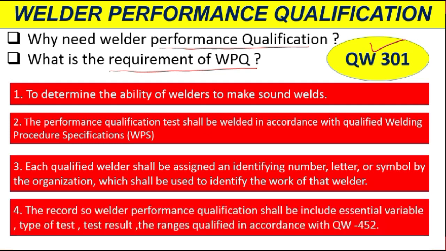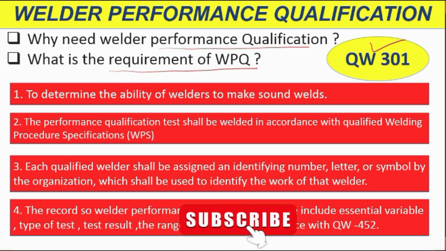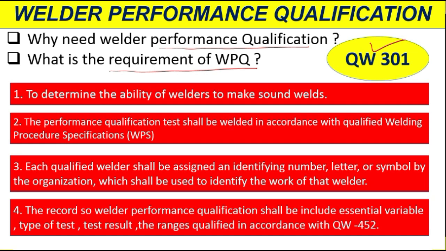And the last one is the record. The record of welder performance qualification shall include the essential variables, type of test, test results, and the range qualified in accordance with QW 452. So whatever ranges are required and mentioned in QW 452 in the welder performance qualification format, all these things should be included.